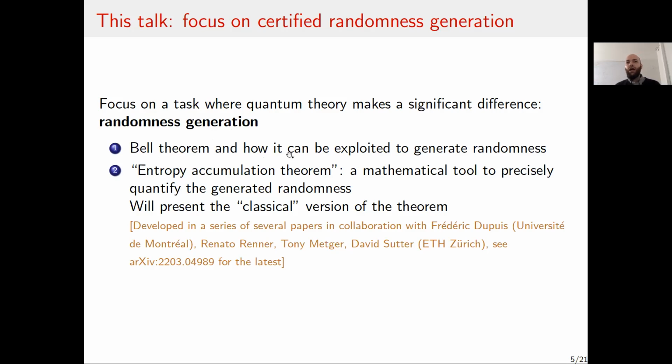And I will tell you how such a result can be exploited in order to generate randomness, at a qualitative level. Then in the second part, which will be a bit more technical, I will talk about this tool which we came up with, which we call the entropy accumulation theorem. It's a mathematical tool to precisely quantify the randomness that is generated by a given process.